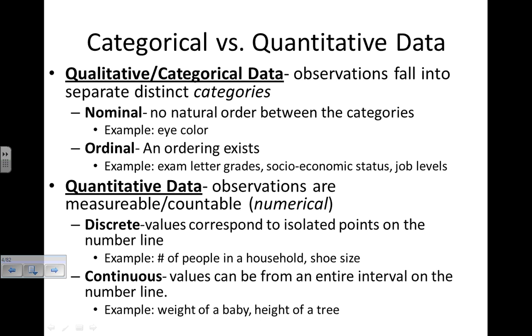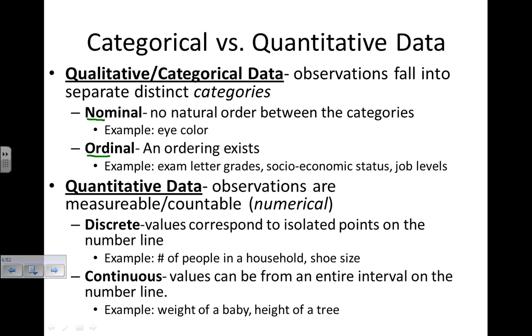And with the nominal, I think of it as right here with the "no" in front. So it means there's no order. So eye color, hair color, none of these have an order. There's no particular rank. One is not better than the other. But when you do have ordinal, and again here it kind of starts with ORD, order, so you do have an order. So letter grades, an A, B, C, D, or F.